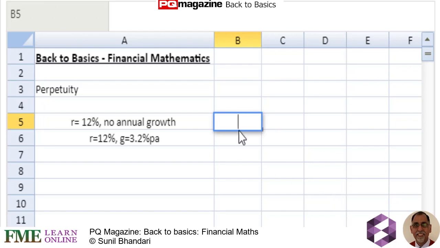I'll open the cell, I'll press equals, I'll press 1 divided by 0.12, enter, get the value of 8.33.